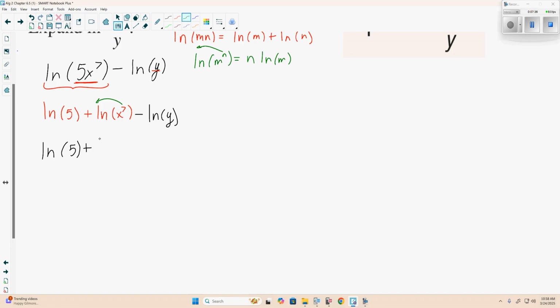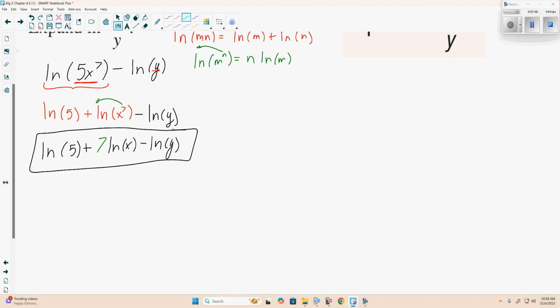But the middle one, the 7 moves to the front, telling us that we have 7 times the natural log of x minus the natural log of y. And that's as far as it goes, because this is fully expanded. In each of the logarithms, we have a single term and no exponents.